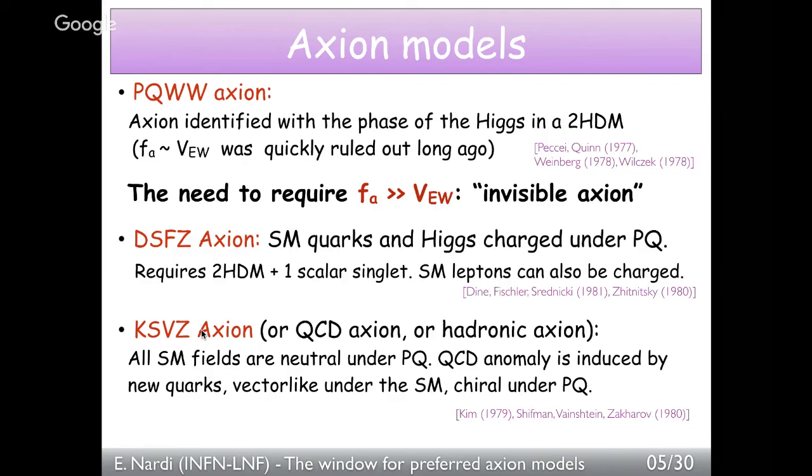Another option is instead to leave all the standard model particles chargeless under the Peccei-Quinn symmetry and introduce new fermions charged under QCD, transforming under the SU(3) color, and again, a scalar with a Peccei-Quinn charge. So in this case, the complete sector of the Peccei-Quinn type of solution is made of new particles.